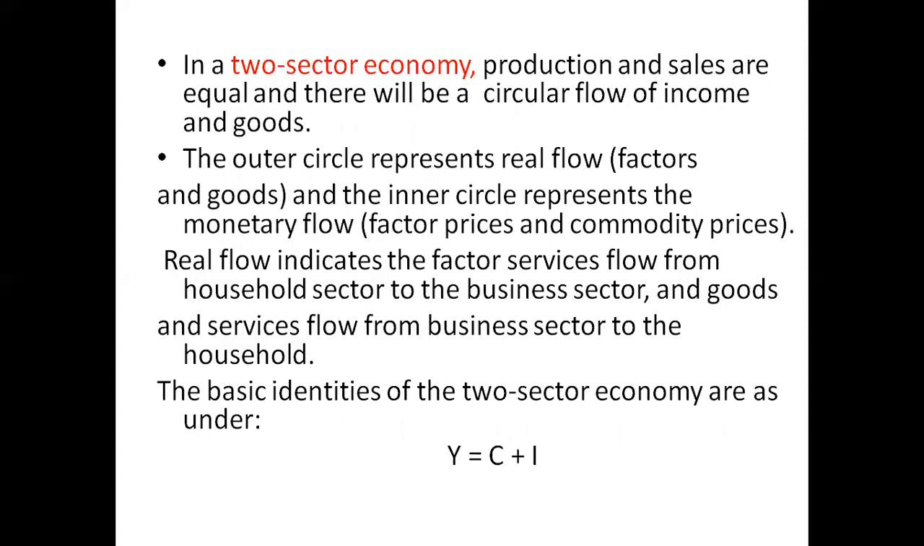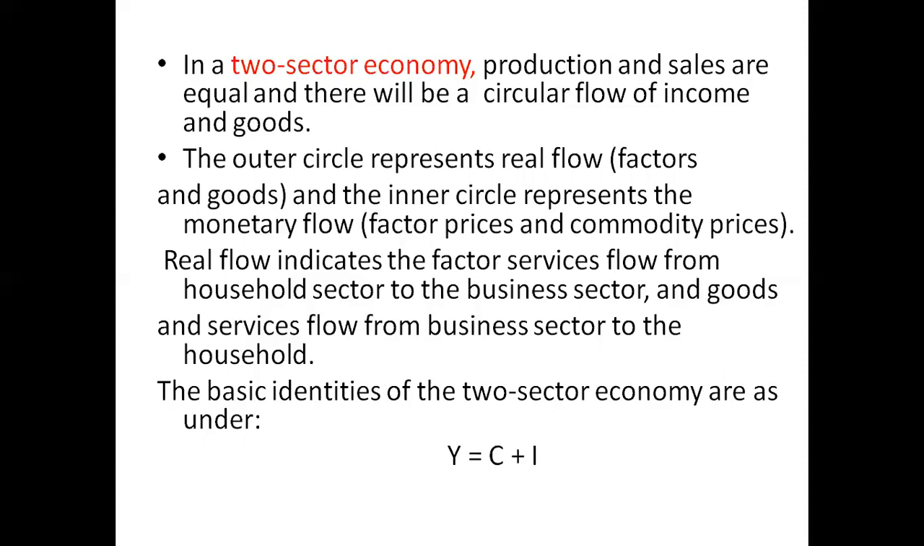Next. In a two sector economy, production and sales are equal and there will be a circular flow of income and goods. There is an assumption in a two sector model: the entire production is completely sold out. And also, the outer circle represents the real flow. We will understand this in the following slides, which show graphically how the circle happens. So, let's come to that point.